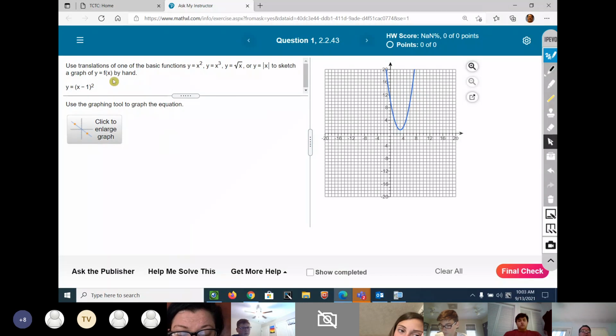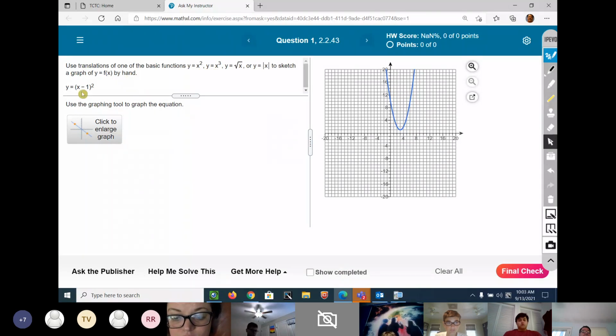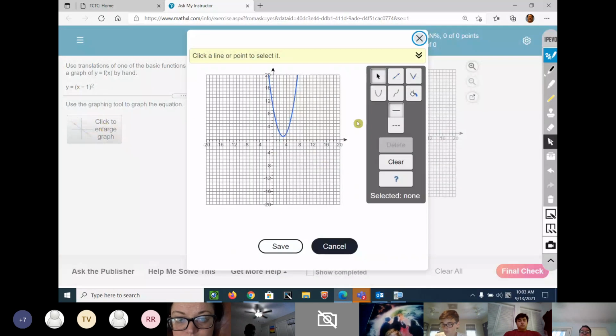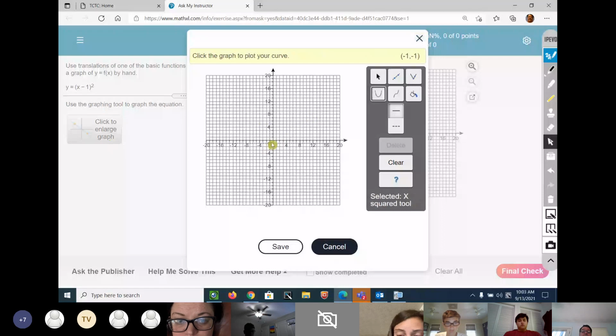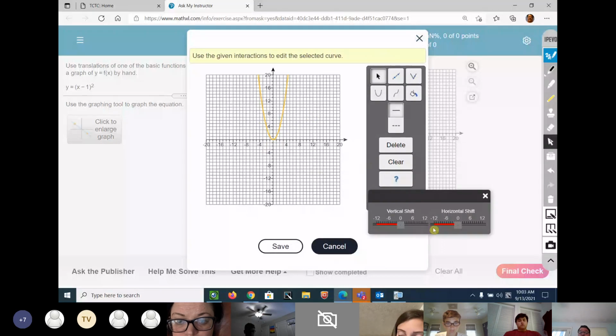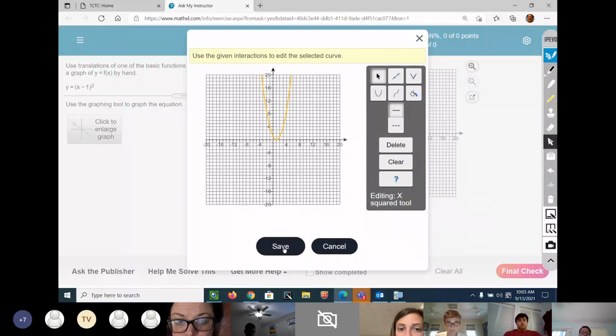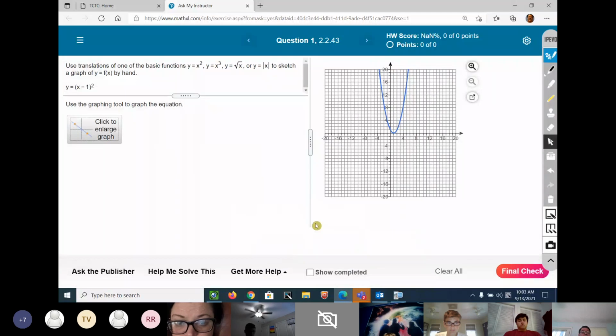Okay, I'm going to go ahead. It says use the translation y is equal to x squared, y is equal to x minus 1 squared, to sketch the graph. So that's going to be a parabola with a horizontal shift of 1 to the right. Parabola, horizontal shift of 1 to the right. And that should be it. That one right there.